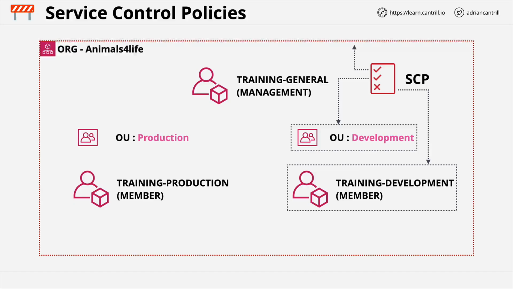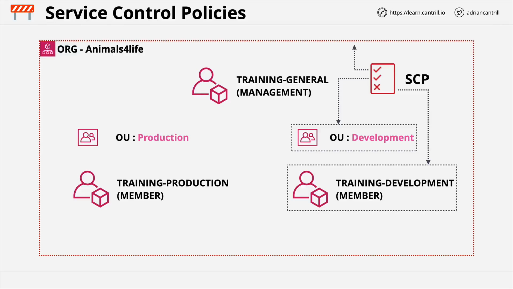Service control policies inherit down the organization tree. So this means if they're attached to the organization as a whole, so the root container of the organization, then they affect all of the accounts inside the organization. If they're attached to an organizational unit, then they impact all accounts directly inside that organizational unit, as well as all accounts within OUs inside that organizational unit. So if you have nested organizational units, then by attaching them to one OU, they affect that OU and everything below it.